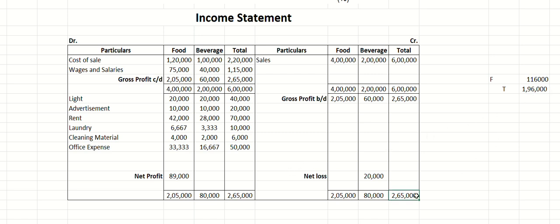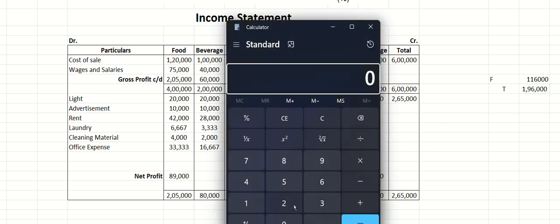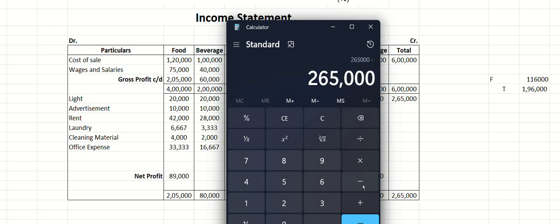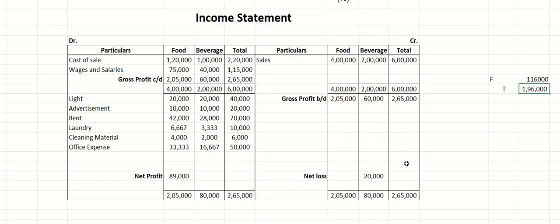Finally, we know in total, the business is making a profit. We have an income of 2,65,000, but our expense is just 1,96,000. So what is our profit? To find profit from the income or from the revenue, we can deduct our expense. Here we get 69,000 is our profit. We can write it here.